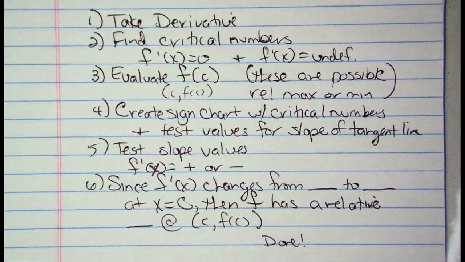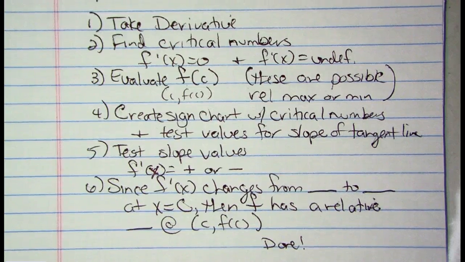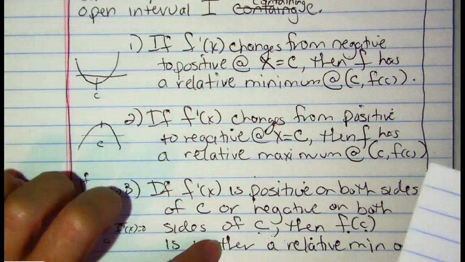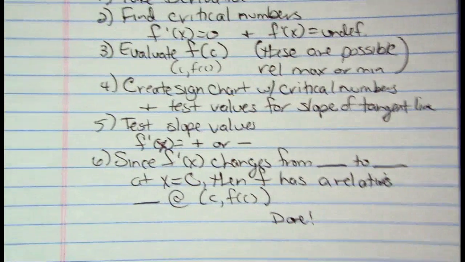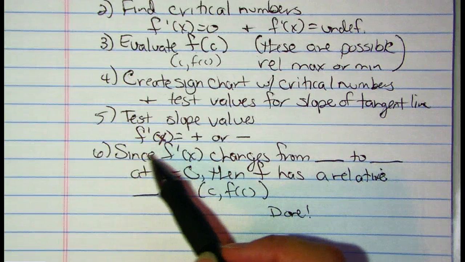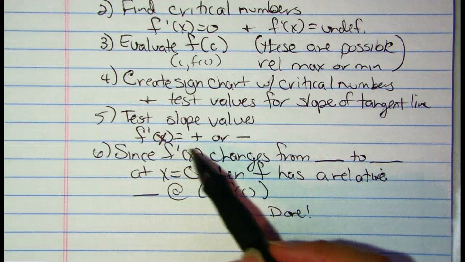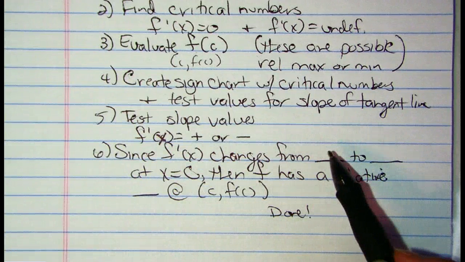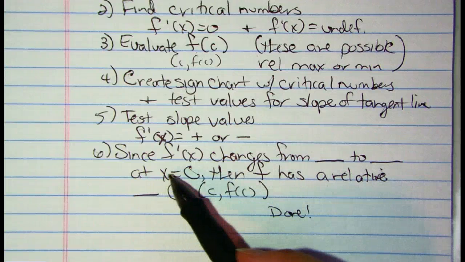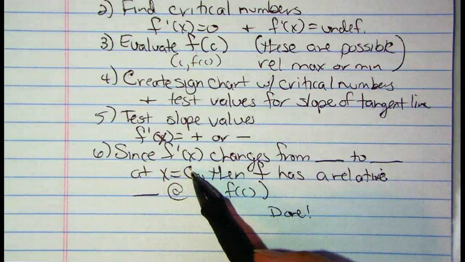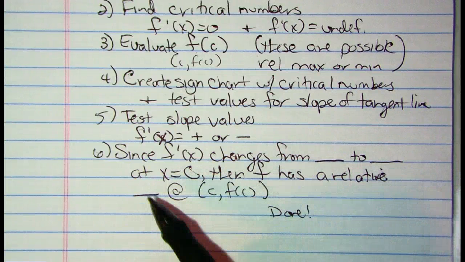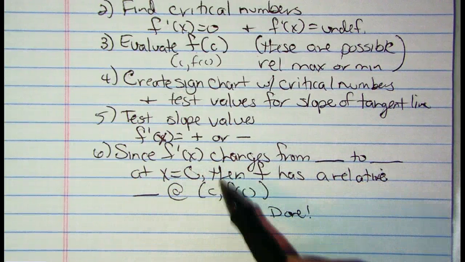Then this will be my conclusion statement. My conclusion statement is choosing which scenario I find out it to be from doing my problem. So here is my conclusion statement. Since the first derivative of x changes from either negative to positive or positive to negative at x equals whatever your critical value is, then f, my original function, has a relative min or max at that ordered pair.